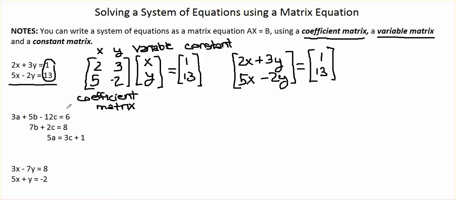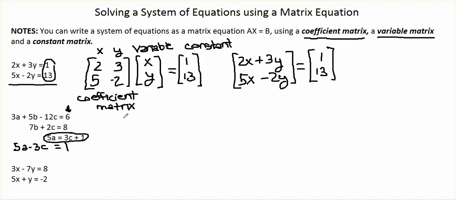So let's go ahead and take a look at how we would do it for a system that looks like this. First off, we should have all of our variables on one side, and we have one of our equations that just doesn't cut the mustard. So we need to go ahead and move this 3c to the other side, because all of our variables should be on one side and our constants should be on the other side by themselves. So let's go ahead and fix this equation. This equation really should be 5a minus 3c equals 1.